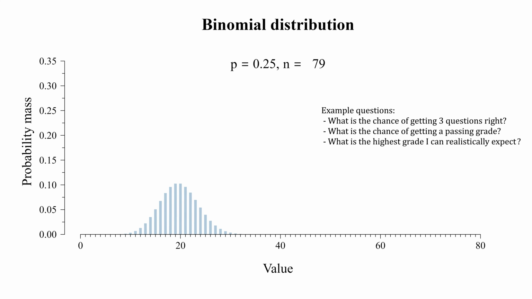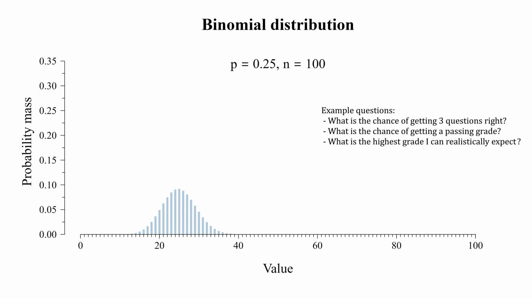Here's what a binomial distribution looks like with 100 trials. I left the probability of success unchanged at 25%. The chance of getting precisely 3 questions right out of 100 by random guessing is very small. The chance of getting a passing grade by guessing has also diminished completely by increasing the number of questions to 100. For example, to get at least 60% right now has a probability of, whatever this is.